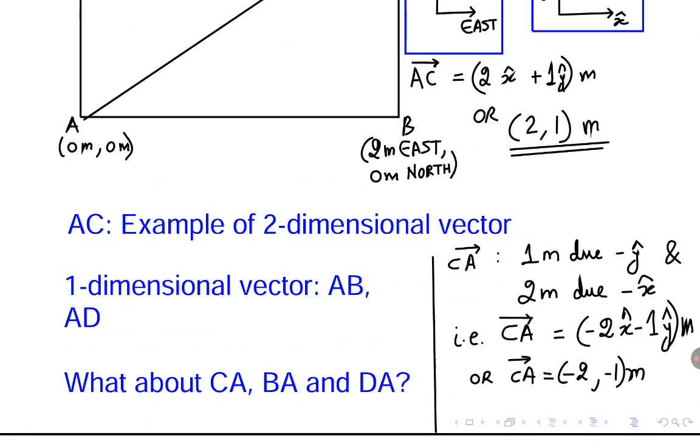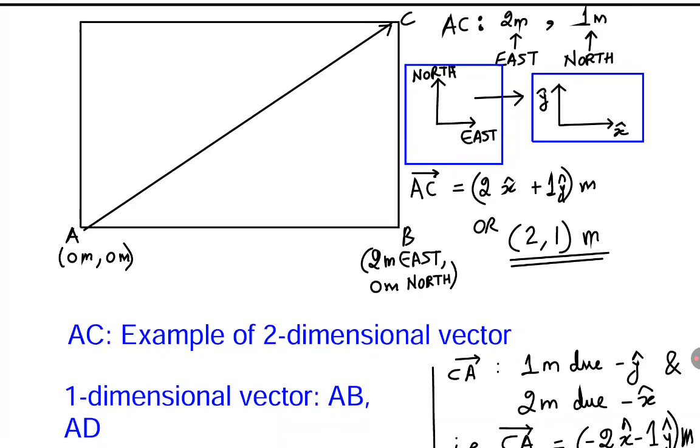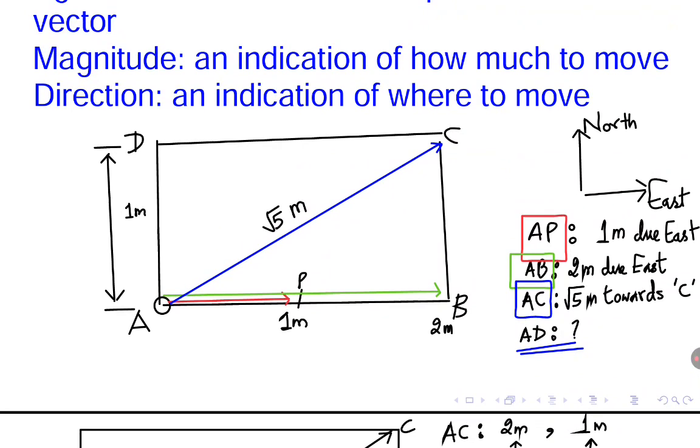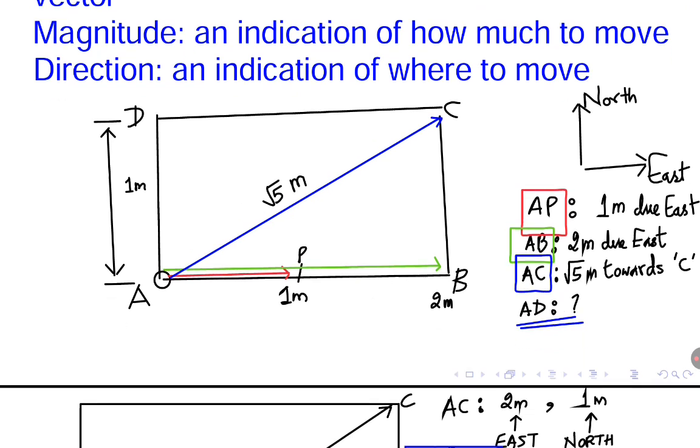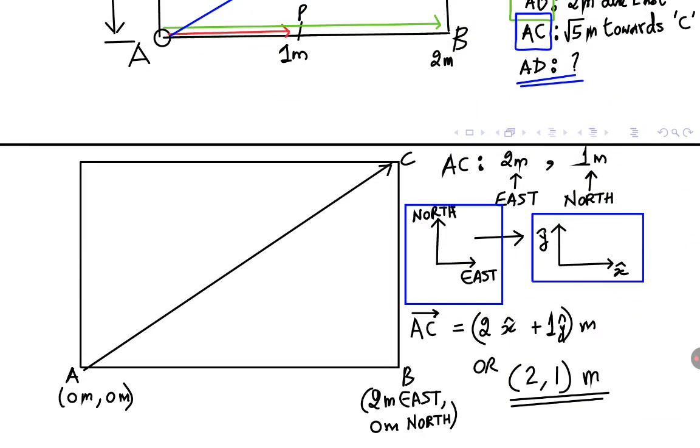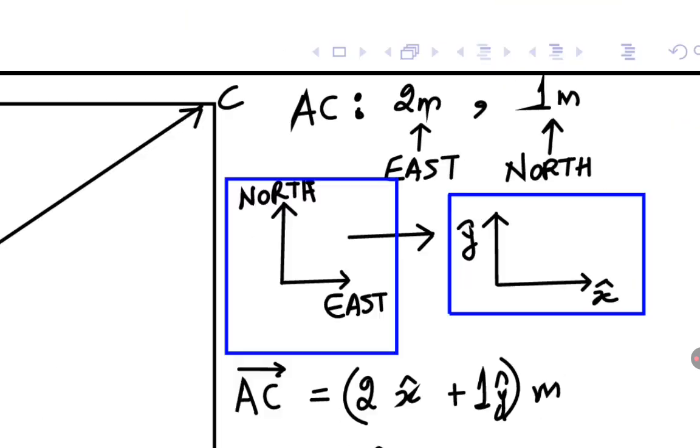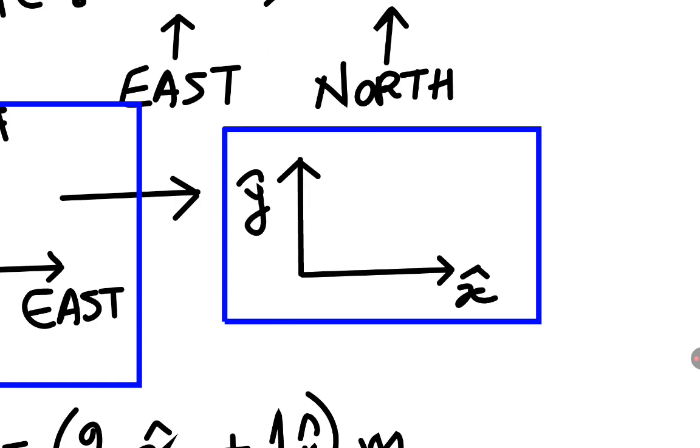So what about vector CA, vector BA and vector DA? What if I tell you to move from C to A, or from B to A, or from C to B, or from D to A? How do we do that? What we simply do is walk in the opposite direction, right? So if x cap is positive towards the right hand side, if we move in the opposite direction, we say we have moved in the minus x cap direction. And if we move opposite to the y cap direction shown in this figure, let us say towards the downward side, we say we have moved along the minus y cap direction.